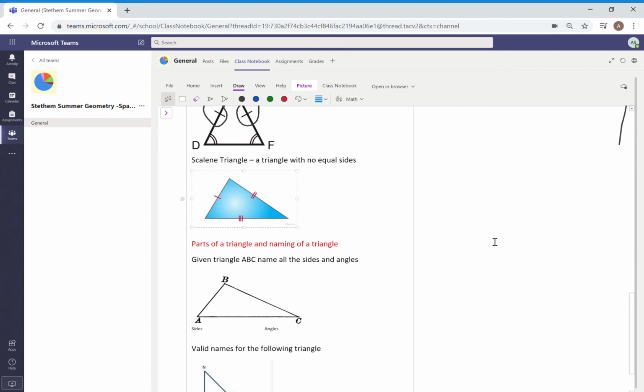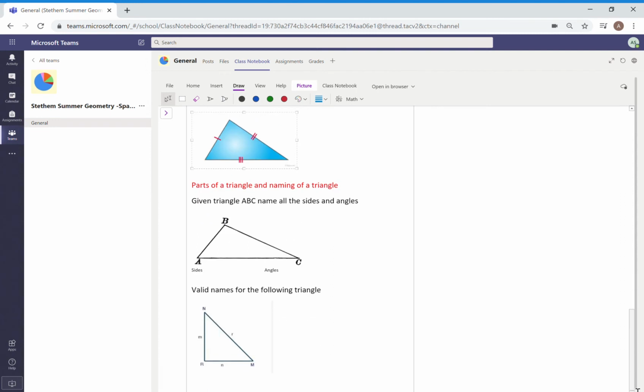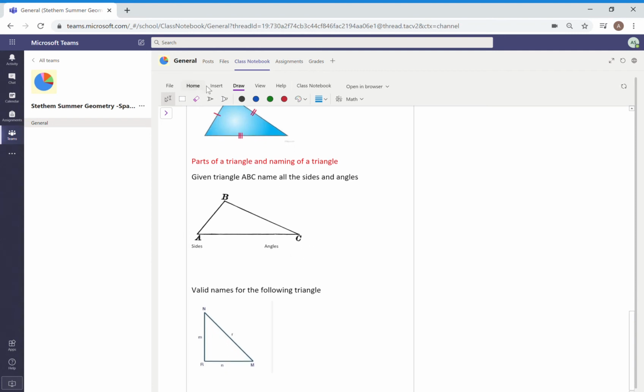And then the last thing we're going to have to do in this section is some naming of parts. So, given a triangle ABC, one thing you're going to be asked to do is to name all the sides. Naming a side is really easy. You pick a corner to start with, so here's A, B. I'm going to write them next to each other, and then I just put a little line on top of them. So this is side AB.